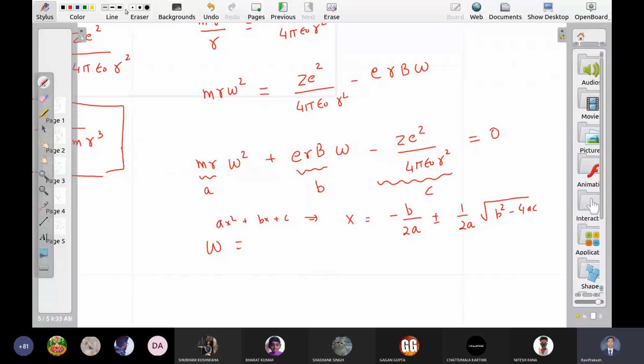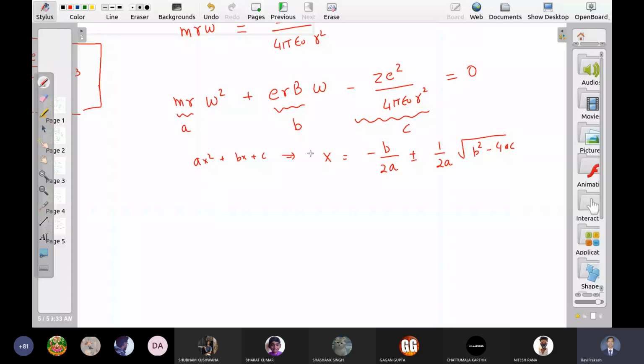So do the same thing here. वही यहाँ पे भी करना है आपने. Instead of x we have omega, minus b means minus eB, upon 2m. Do we have minus here? I think plus minus. b square, so 1 upon 2a again means 1 upon 2m.